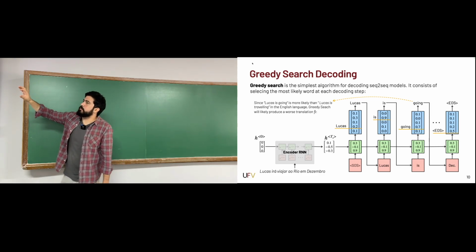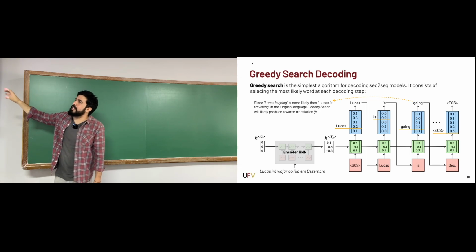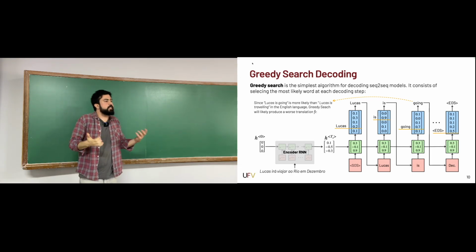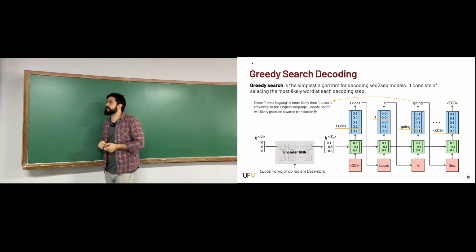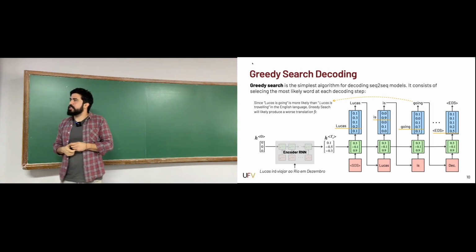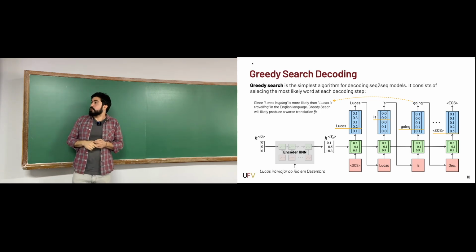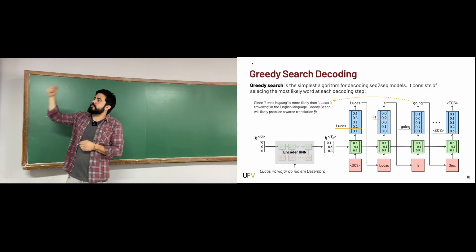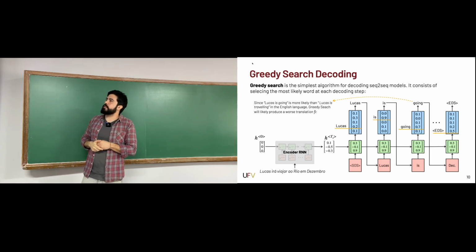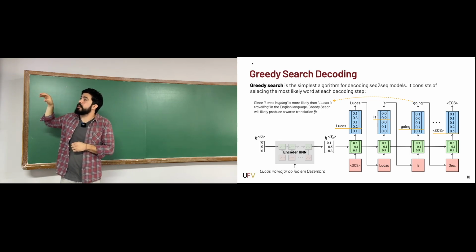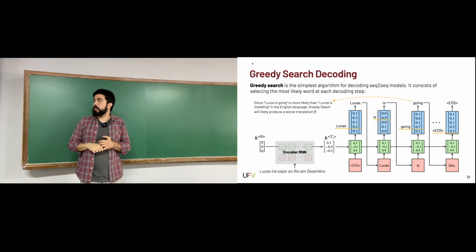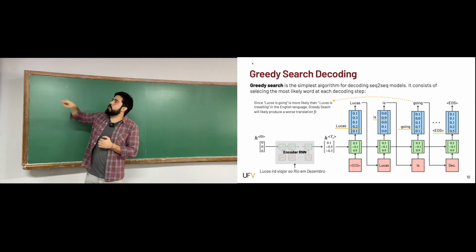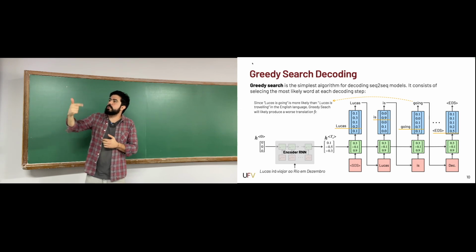Since in this example, "Lucas is going" is more likely than "Lucas is traveling" in the English language, because "is going" is a very common expression to have in English, right? So most likely in that scenario, the language model, or the machine translation model here, or the greedy search in this case, would pick "going" instead of "traveling". Just because "Lucas is going" is more likely than "Lucas is traveling".